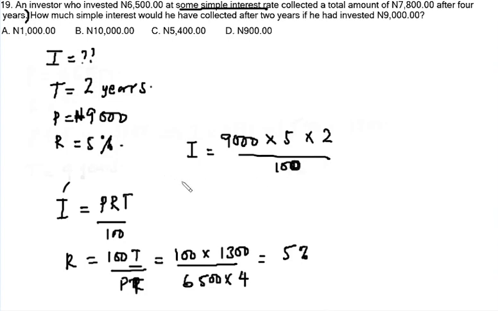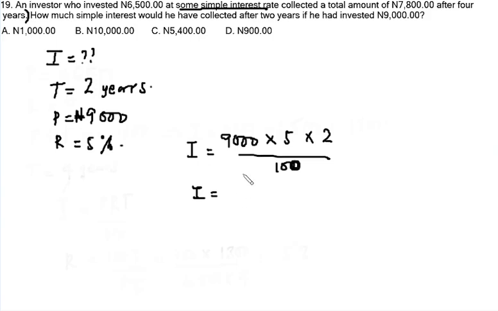So I is equal to, let's clean up space, 9,000 times 5 times 2, 90,000, divided by 100. So zeros cancel out zeros. So I can simply be stated as 900 naira. He would have gotten a simple interest of 900 naira in 2 years. So the answer to this question is D. Let's move on to the next problem.